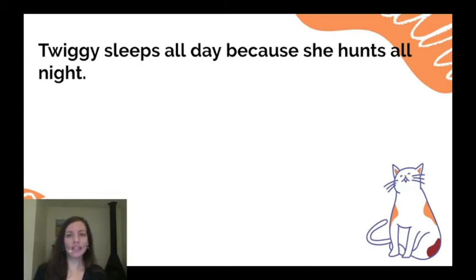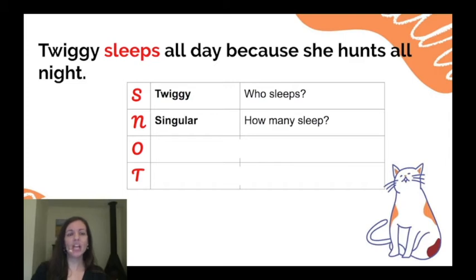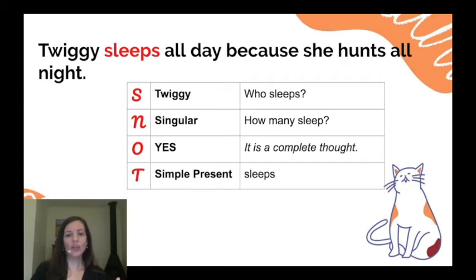Twiggy sleeps all day because she hunts all night. Now, once again, we're going to be looking for our finite verbs. What's the first one that you can see there? Of course, it's sleeps, so let's test it. Is there a subject? Yes, Twiggy sleeps. Do I know number? Is it singular or plural? Yes, I know that it is, in fact, singular. Do I know tense? Yes, it's simple present, isn't it? She sleeps. And so therefore, can it live on its own? Yes, it can. It's a complete thought. Twiggy sleeps all day. Perfect.